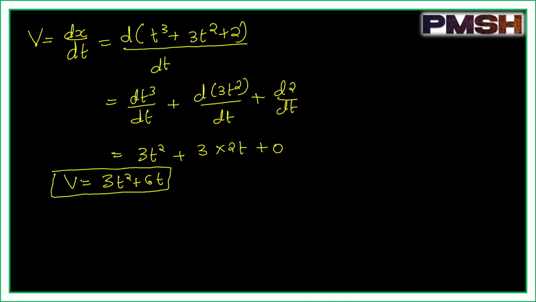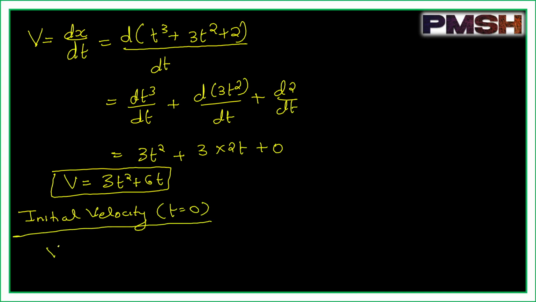Clear? Now you have to find the initial velocity. For initial velocity, the time will be 0. So what will be the equation for velocity? 3 into 0 square plus 6 times 0. So our answer is going to be 0 meters per second. That is, the initial velocity of the body is 0. Clear? The initial velocity of the body is 0.